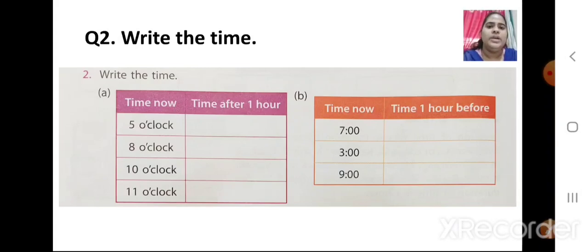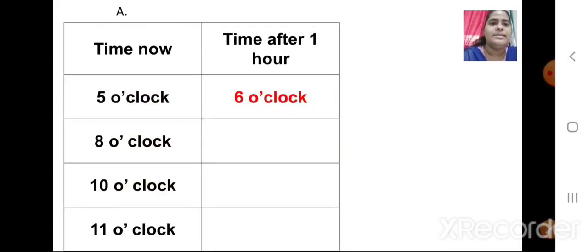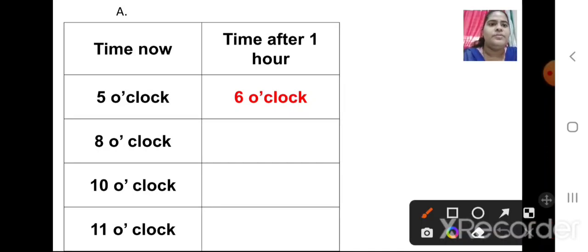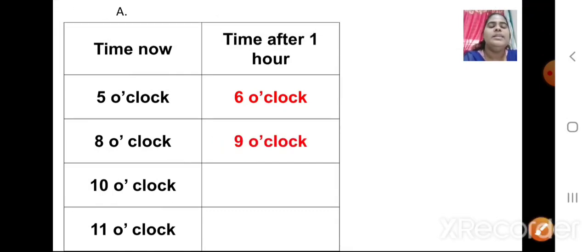Okay, now here we have to follow the format. Here they have given, see, o'clock is given in the question. So in the answer also you will write 6 o'clock. Like this, 6 o'clock. Okay, now the second one is 8 o'clock. After 1 hour, 8 o'clock plus 1 hour, what will it be, children? 8 plus 1 is 9, correct? So the next hour will be 9 o'clock. Okay, you have to write it down in your textbook.